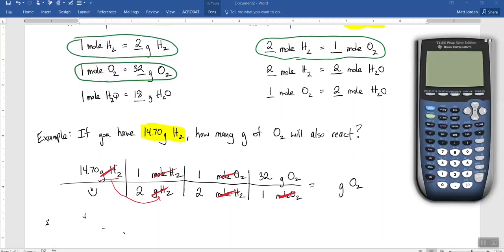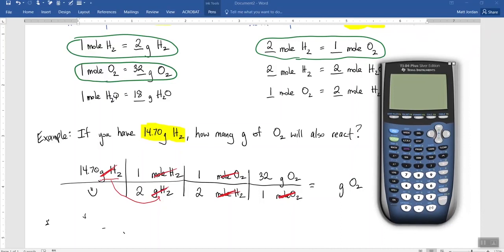All right, now let's pull out our calculator here, and let's do this calculation. So this is going to be 14.70 times 32 divided by 2 divided by 2. And then we're going to divide the bottom one at a time. So we're going to hit divided by 2 and then enter, and then divided by 2 and then hit enter, and that should be our answer.